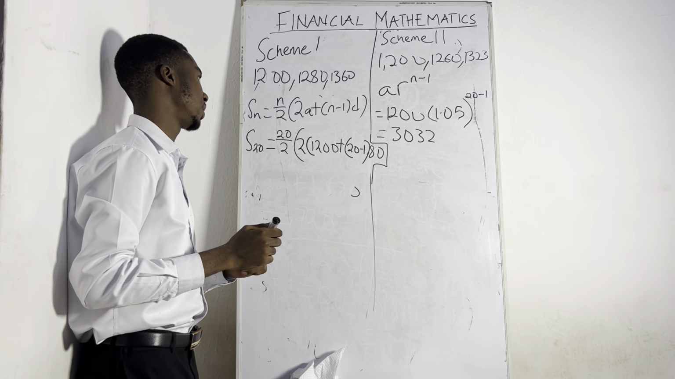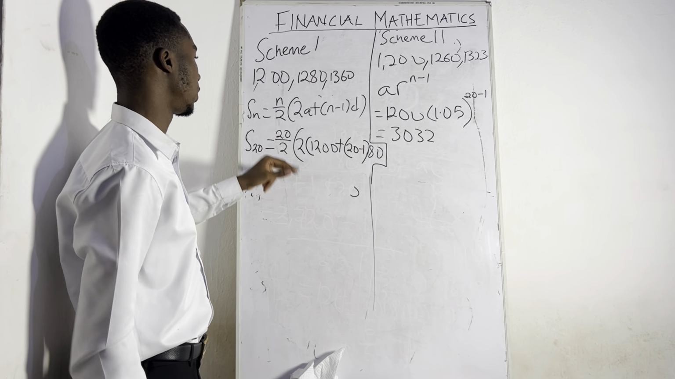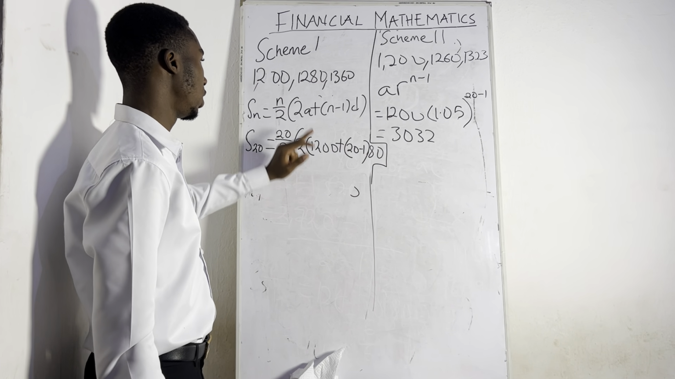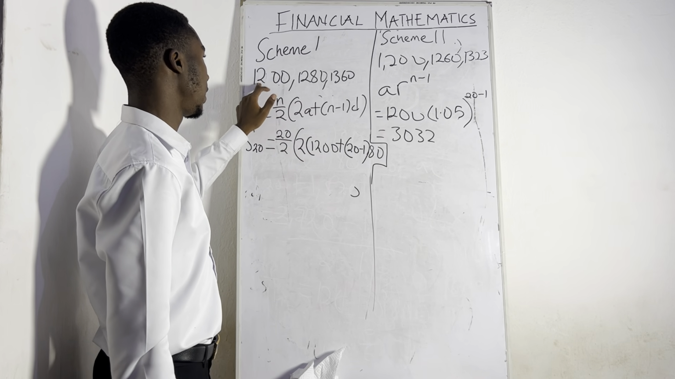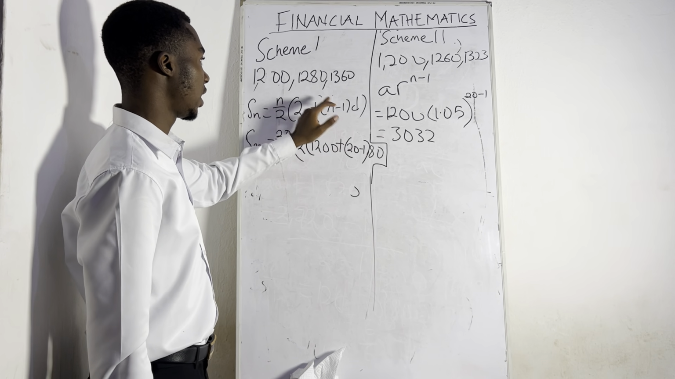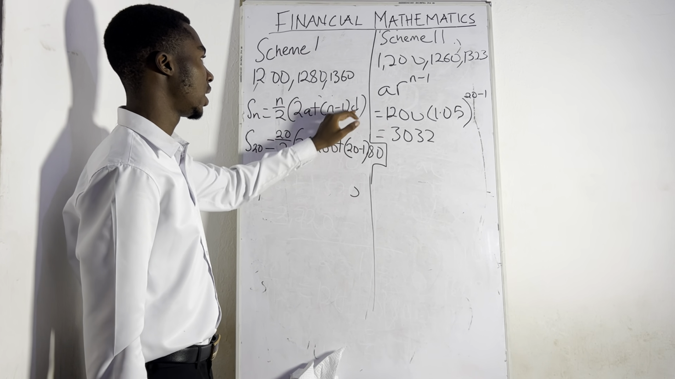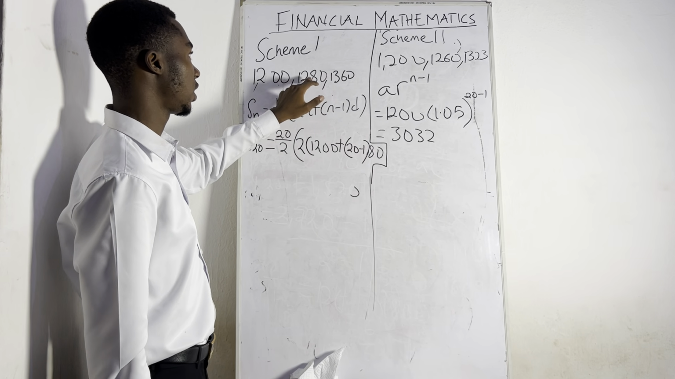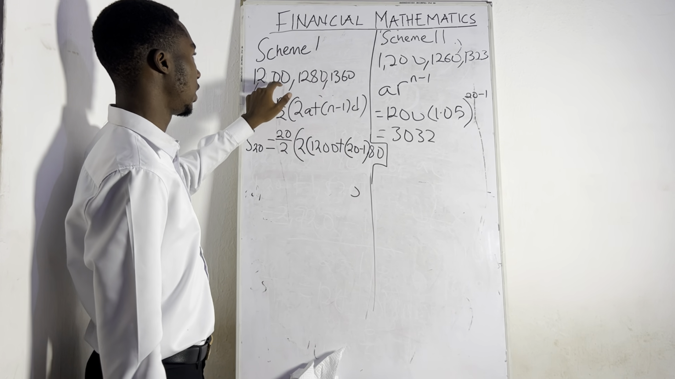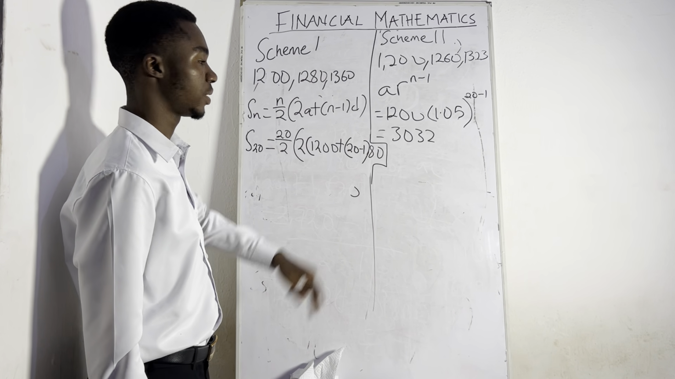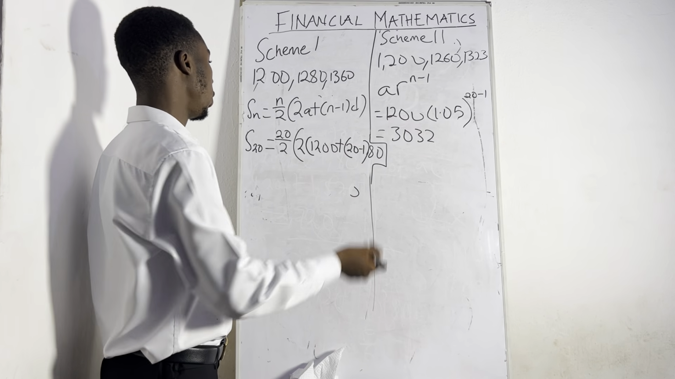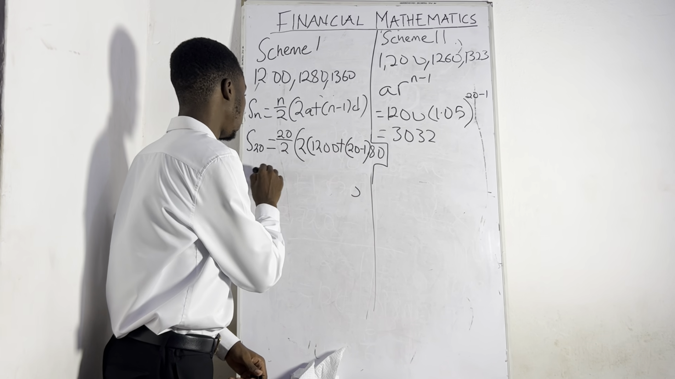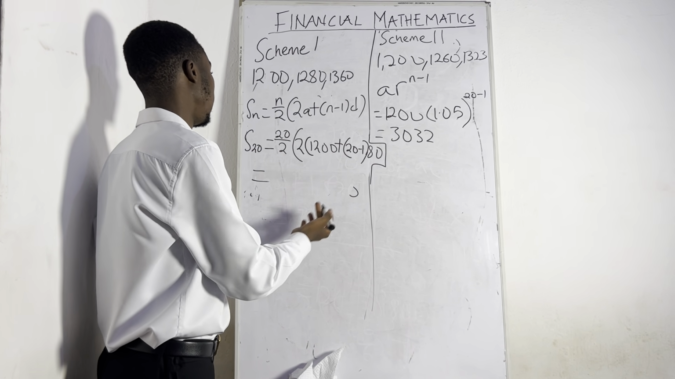So this is what you are getting. n over 2, which is 20 over 2 into bracket 2 times A. A is the first term, which is 1200, plus n minus 1, which is 20 minus 1, times the d, which is the common difference. 1280 minus 1200, we are getting 80. So times 80. So you can just punch all this on the calculator. Or let's just simplify it step by step.